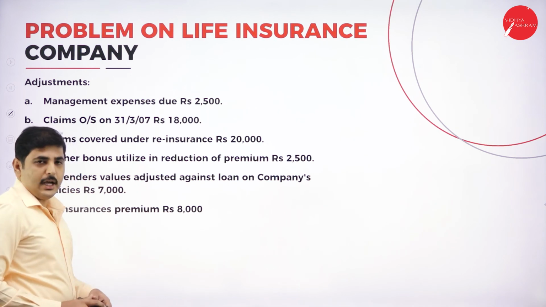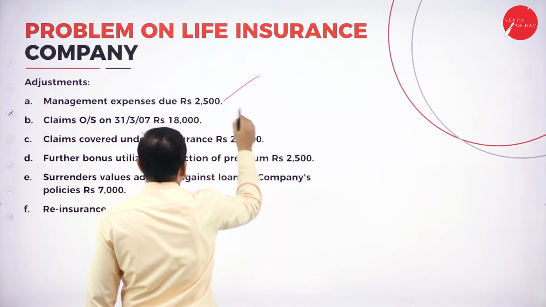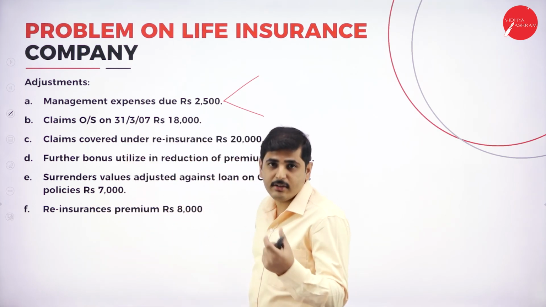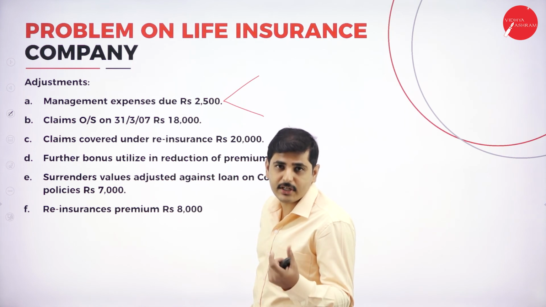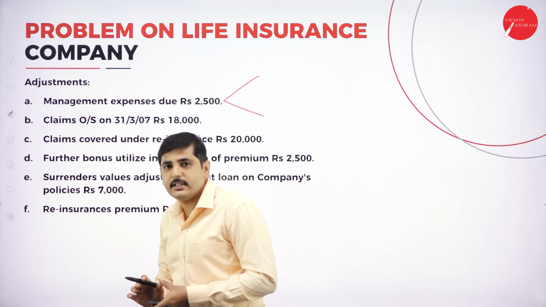Let's go to the adjustments now. So what are the adjustments? Management expenses due, where we have to show this one. This adjustment should be shown in the... already, in the previous session, we have discussed all this type of adjustment. So you will be having minimum 5 to 6 adjustments.